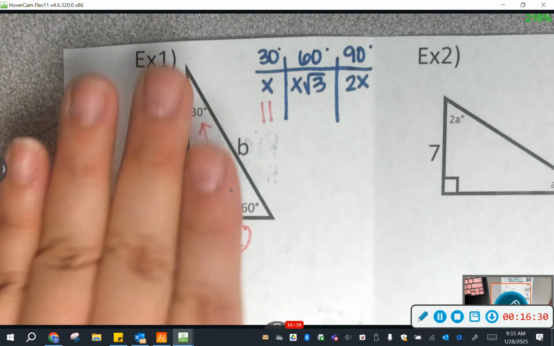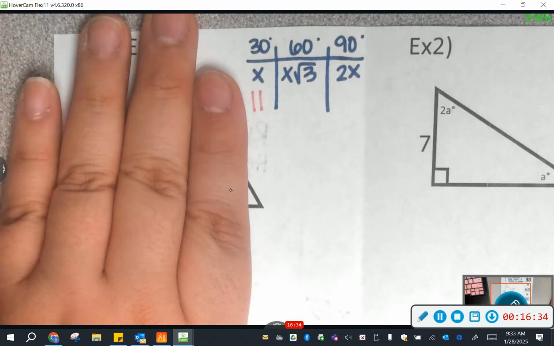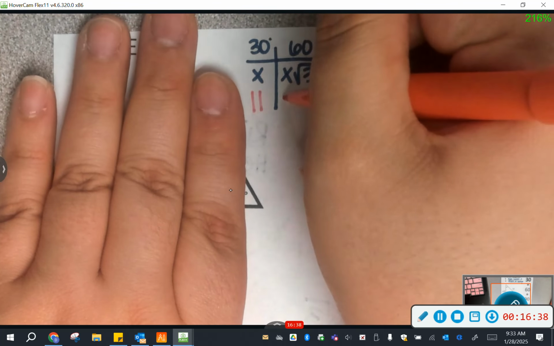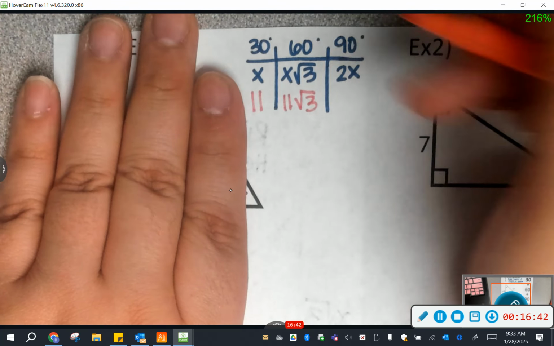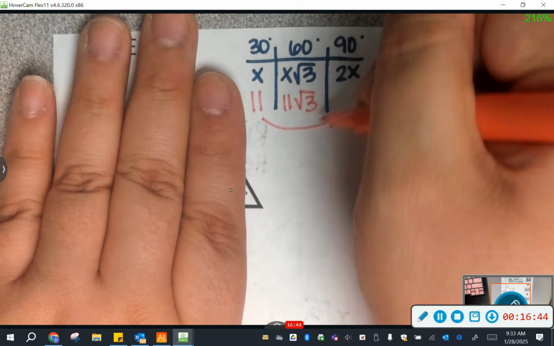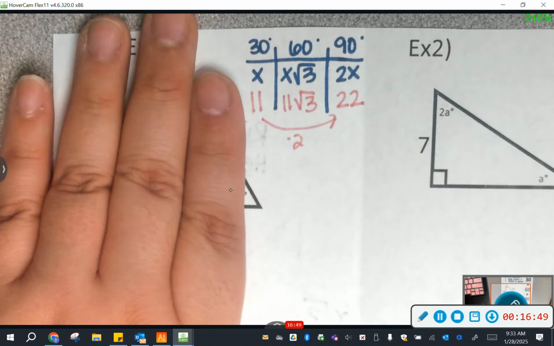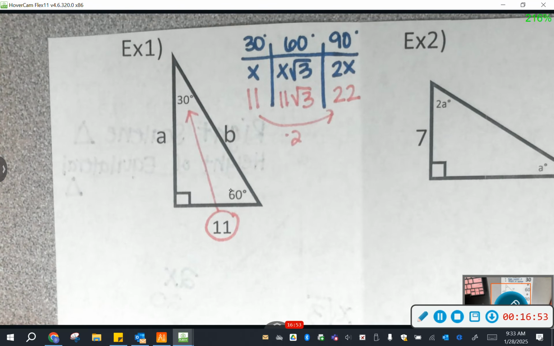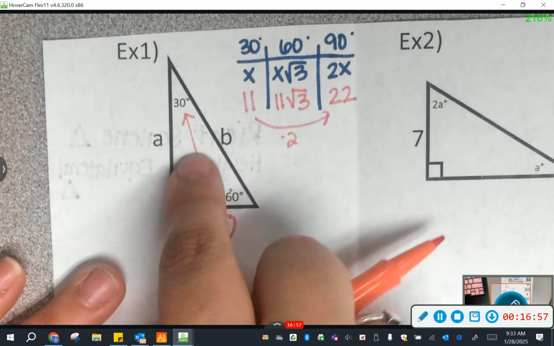Now, I don't care about the picture. The picture doesn't matter right now. Can you fill out the rest of this chart? What goes in the middle column? 11 square root of 3. Why 22? Multiply by 2. 11 times 2 is 22. Is the chart really that easy to fill out? Yeah, every time. But now you have to go back and put it in the right spot.